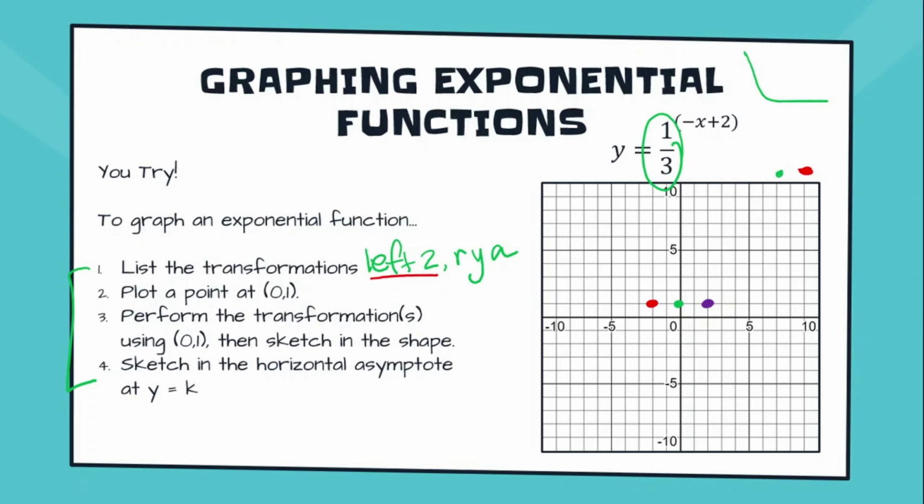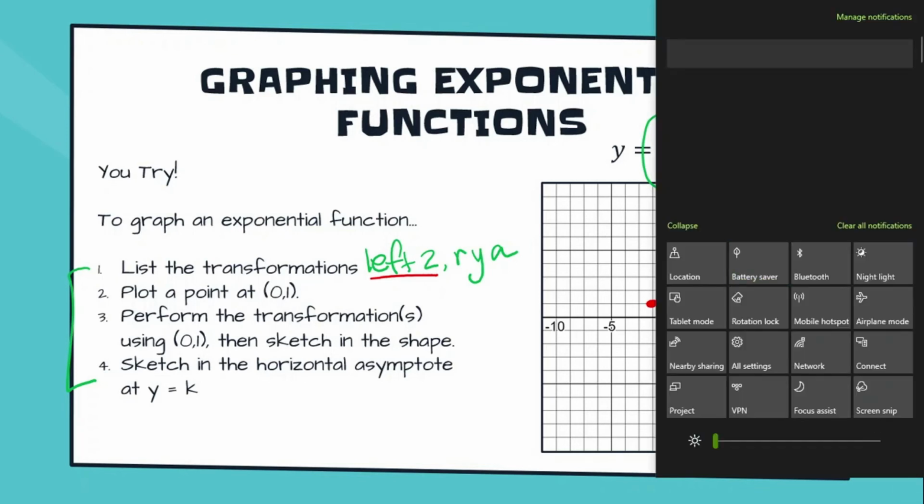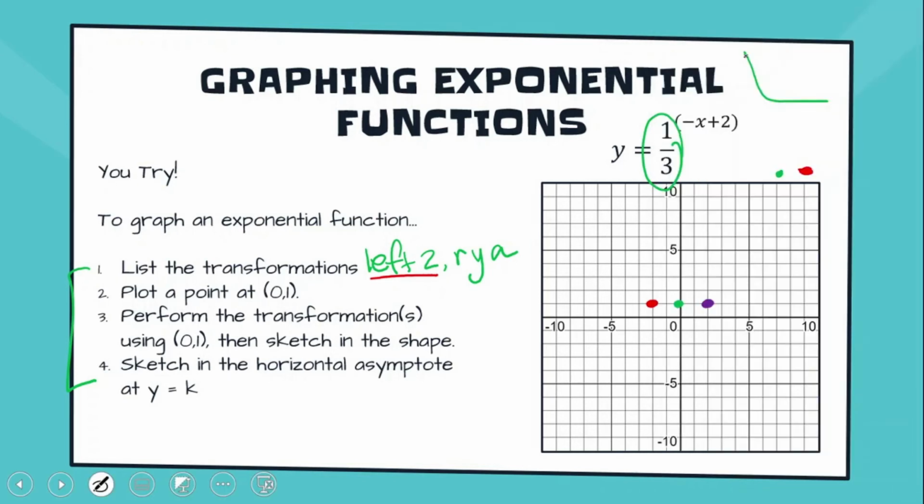Okay, let's think about what the shape will look like when it reflects. Originally it looked like this, but when it reflects, it's gonna look like this, right? So I'm gonna draw that shape in there. And then put my asymptote in there. Once again, we didn't have a K explicitly written there, but since this graph isn't going up or down at all, K is just 0. So the horizontal asymptote is at y equals 0.